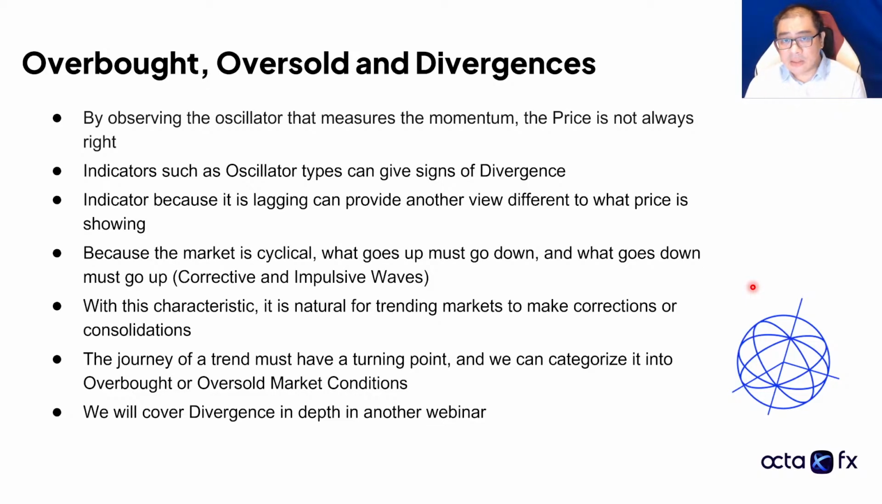Because the market is cyclical, as I say, it's simple physics, simple logic. What goes up must go down, and what goes down must go up, because we have a corrective wave for a correction in the market, and we have an impulsive wave. A corrective wave could be where a market starts trending. I didn't say specifically it's an uptrend, because we have an impulsive wave in a downtrend. Sorry, a corrective wave is a short-term correction in the market. An impulsive wave is basically the market going in the direction of the trend.